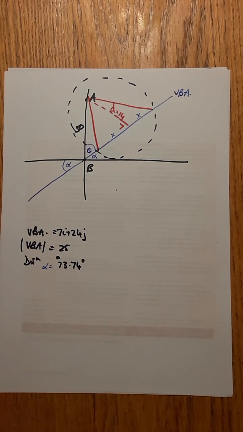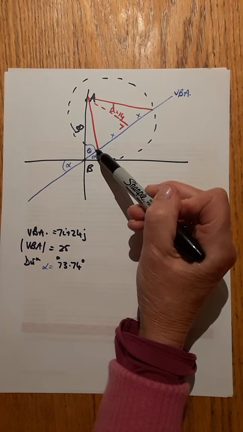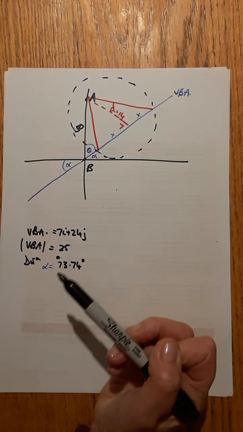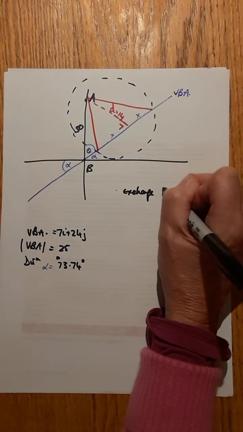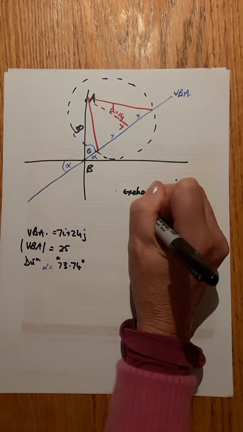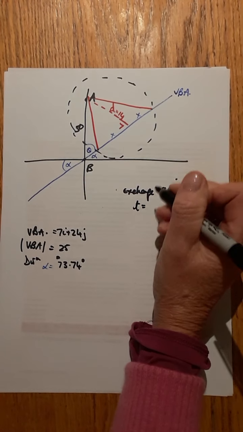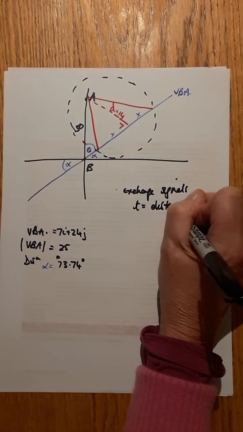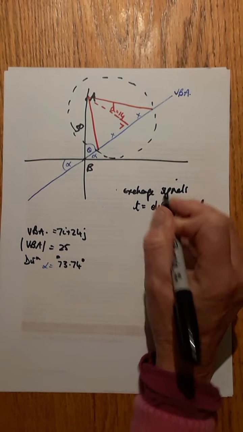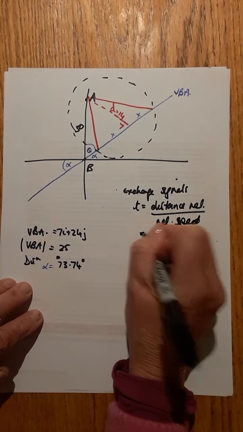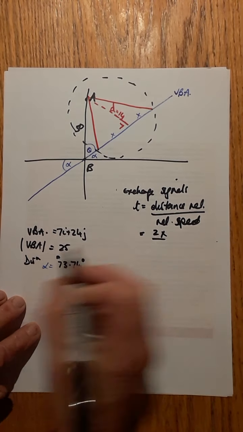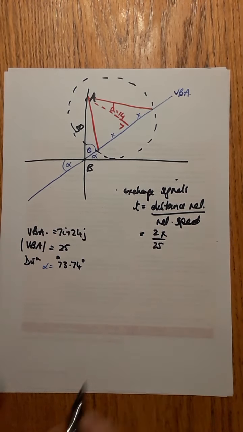So the question says, how long can they... I'm going to do part 3 of the question first. How long can they continue to exchange signals? So they start exchanging signals here as far as there. So they can exchange signals for, we'll say time is equal to distance over speed. And of course it would be relative distance over relative speed. So that's going to be 2x over, and I know what the relative speed is, that 25.